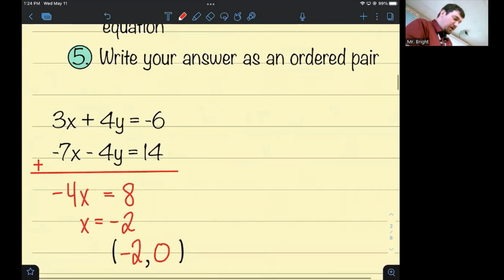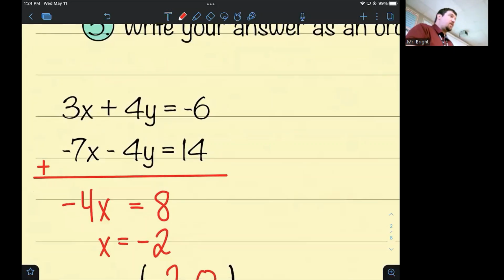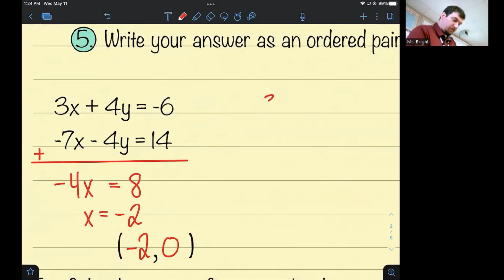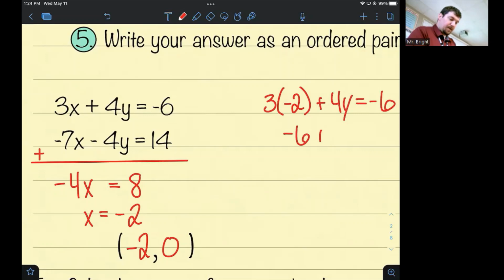Okay, so now that I know x is -2, I have to pick an equation to plug x equals -2 in for. I don't think it's going to matter very much, but since these are smaller numbers, I guess I'll just go with the top one. So if I plug in x equals -2, I'll write it down this way the first time, and then obviously once you get the idea, you wouldn't have to write 3 times -2. You would plug in -2 for x in 3x plus 4y equals -6. What is 3 times -2? -6 plus 4y equals -6.